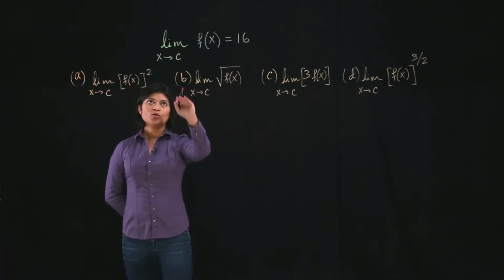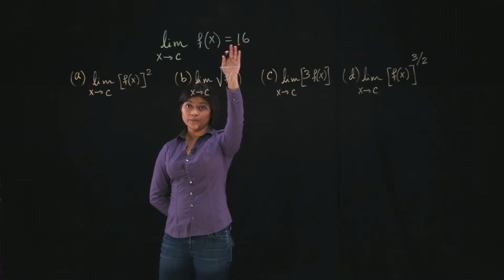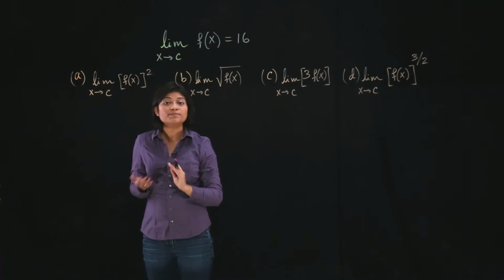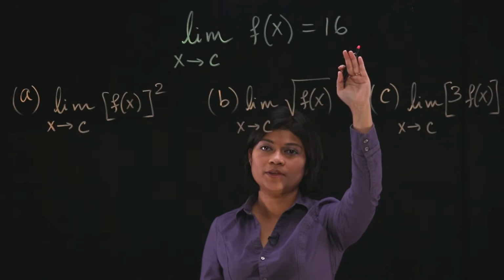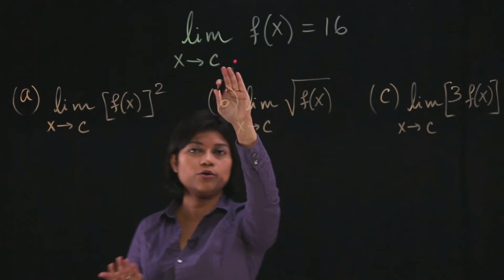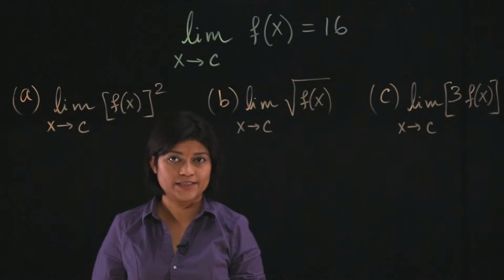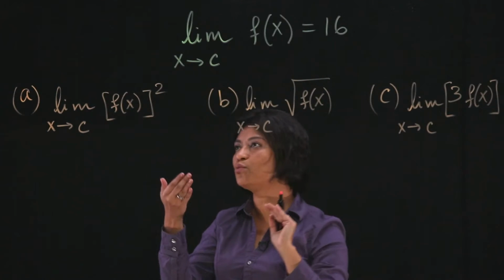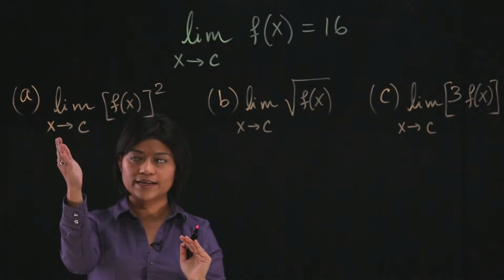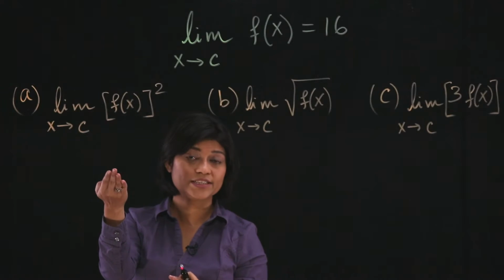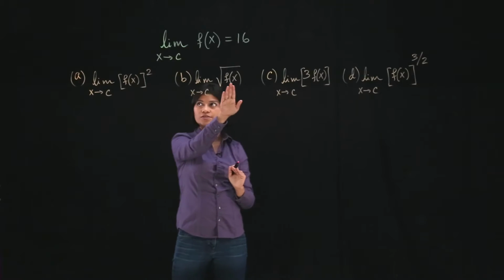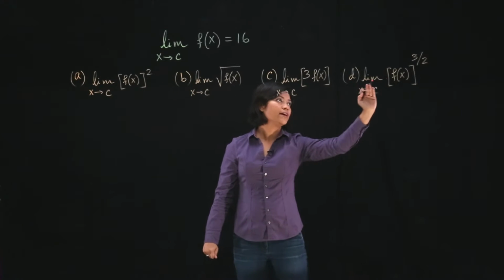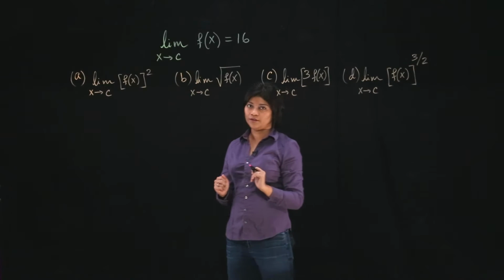So in this problem, we have this information that the limit of a certain function as x is approaching some c is 16. We don't have the function, we don't have the actual value for c. This is the information that's given to us. Using that, we have to figure out the limit as x approaches the same value c for these various functions like f(x) squared, square root of f(x), 3 times f(x), and f(x) to the power 3/2.